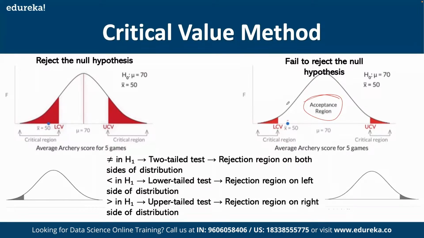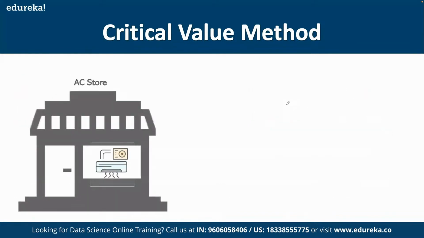Now, in case you are working on a two-tail test, the rejection region is on both sides of the distribution. If I'm performing the lower tail test, then the rejection region is on the left side of the distribution. And if I'm performing the upper tail test, then the rejection region is on the right side of the distribution.